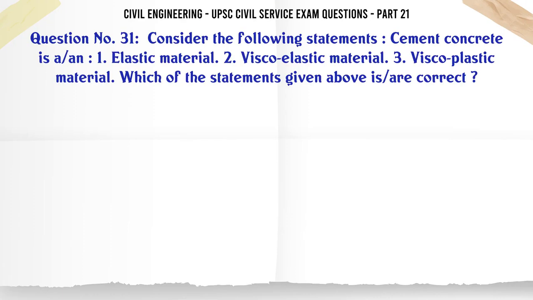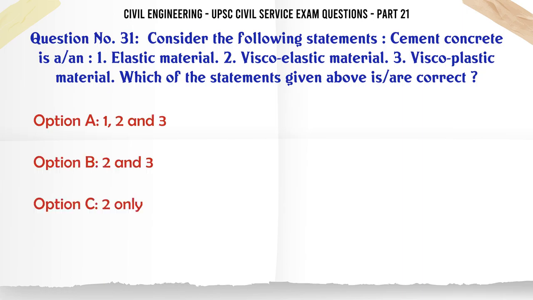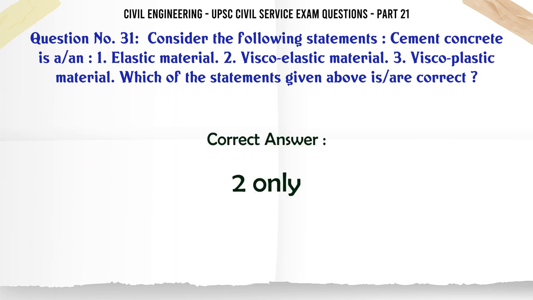Consider the following statements. Cement concrete is a 1. elastic material. 2. viscoelastic material. 3. viscoplastic material. Which of the statements given above is/are correct? A. 1, 2 and 3. B. 2 and 3. C. 2 only. D. 1 only. The correct answer is 2 only.